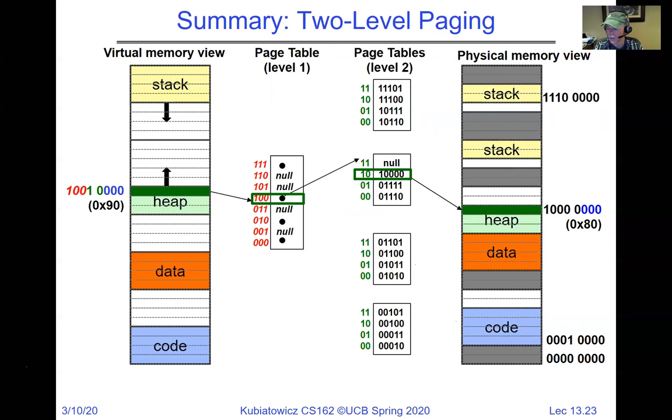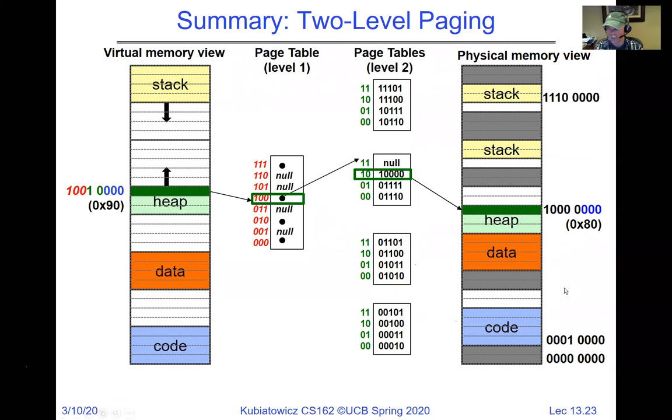Sure. I'm still a little confused about copy on write. Yeah, okay, we can talk about that. And the question of is this faster than single level paging, or just more memory efficient? So it certainly isn't faster because we're doing more lookups. So we're going to have to do some work to keep it fast.